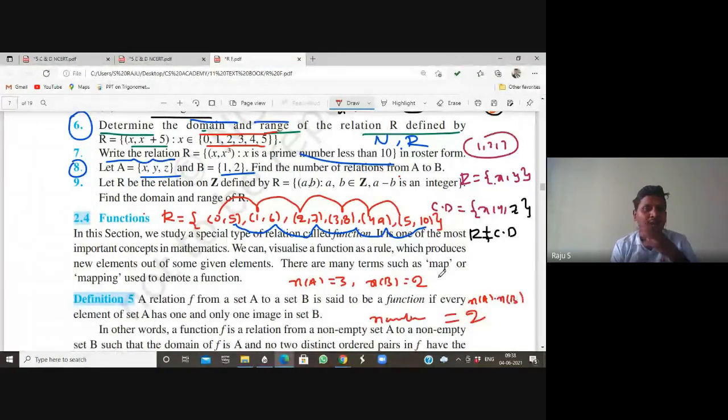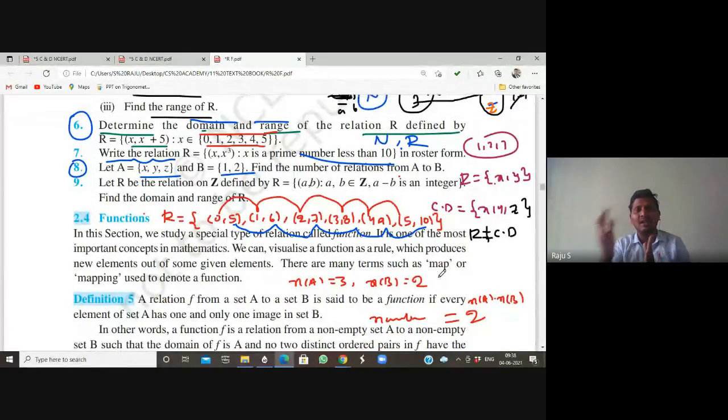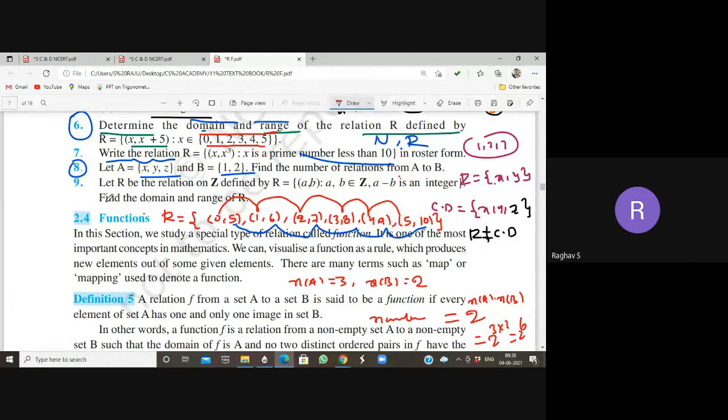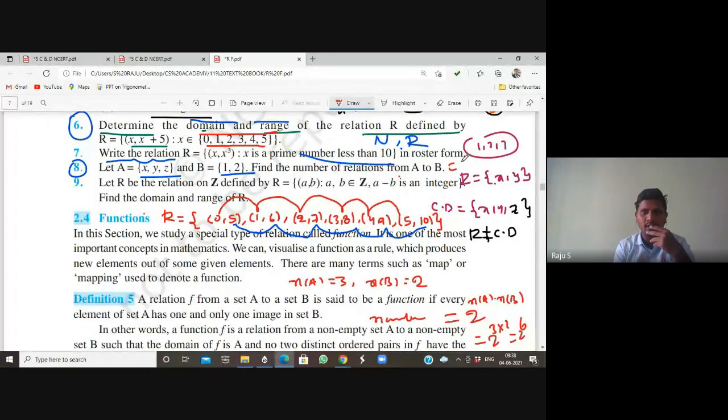Because simply you can write it: given that A set, B set, the number of elements in A, n of A, is equal to 3. The number of elements in B, n of B, is equal to 2. Like that, you have to write the steps. Therefore, we know that the number of relations from A to B is given by 2 to the power of n of A into n of B, that is 2 power 3 into 2, that is 2 power 6. Answer is 64. Correct answer.